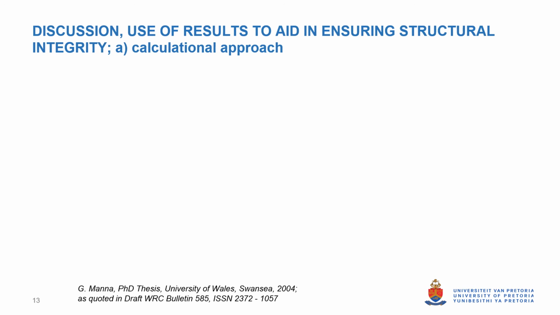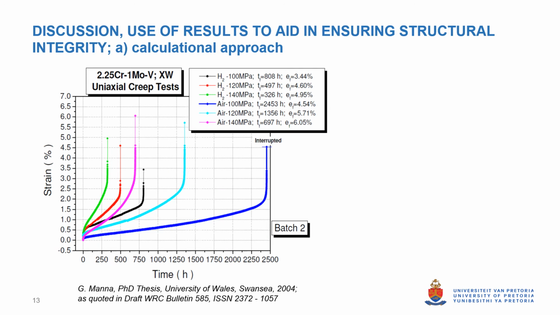We now come to the section where we discuss the application of this work. First, we'll focus on where the work can contribute to calculating future HTHA damage. It has been shown before that creep behavior in a hydrogen environment is much more rapid than that in air. Compare, for instance, the creep behavior of 100 MPa applied stress in air to the creep behavior in hydrogen at the same applied stress.